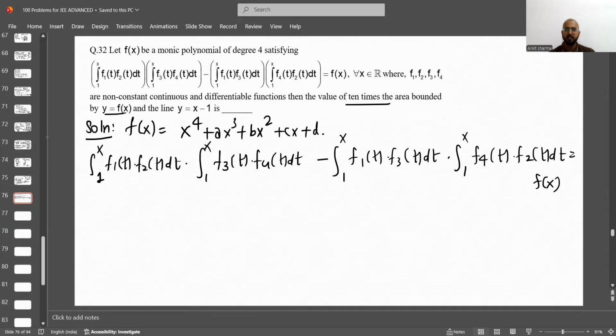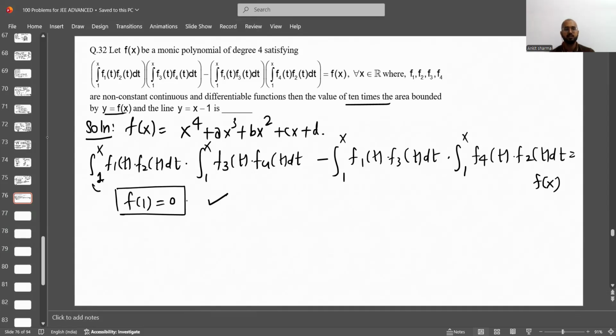So if you watch carefully, I can find f of 1. f of 1 turns out to be, with limits 1 to 1 everywhere, all of them become 0. So my f of 1 becomes 0. That's the first achievement. Now I'll think of differentiating it, because this is anyway a polynomial of degree 4.